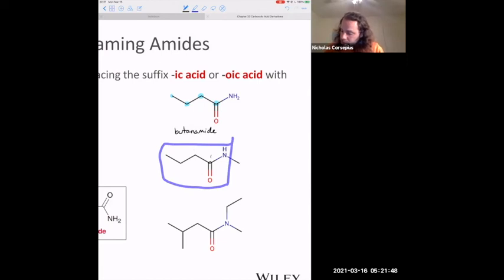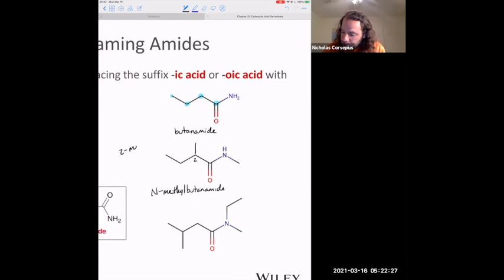Again, I think 1, 2, 3, 4. Yep. So this is butanamide. But now I got to account for that methyl group off of the nitrogen. And this we do a little bit different than we did with esters. We're going to include it as if it were on any other carbon. Instead of a number, we're going to indicate where it is with the letter N. So this is N-methyl, no spaces, butanamide.